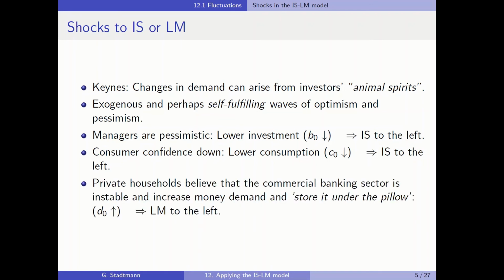Furthermore, we could also model money demand shocks. We could assume that private households believe that the commercial banking sector is unstable, and therefore the private households are increasing money demand. So they are going to a bank, they are withdrawing money, and afterwards they are storing the money under the pillow. In case that this occurs, we can increase the autonomous component of money demand, D0, and this will shift the LM curve to the left.